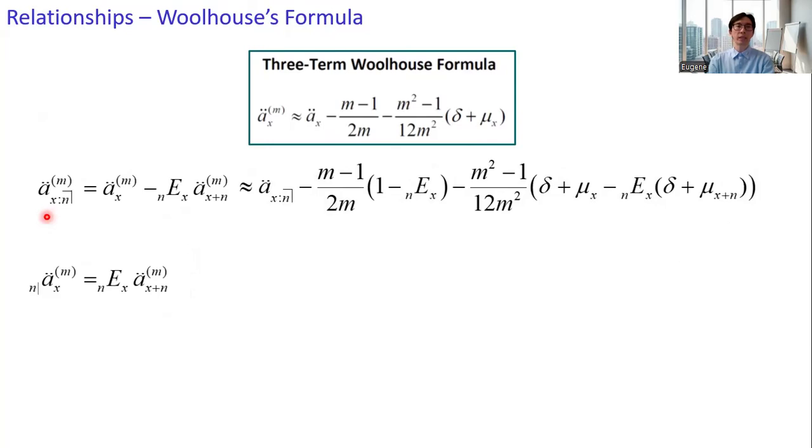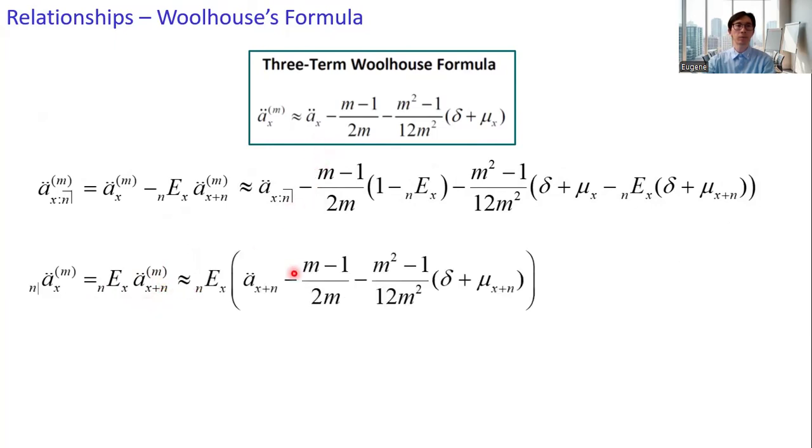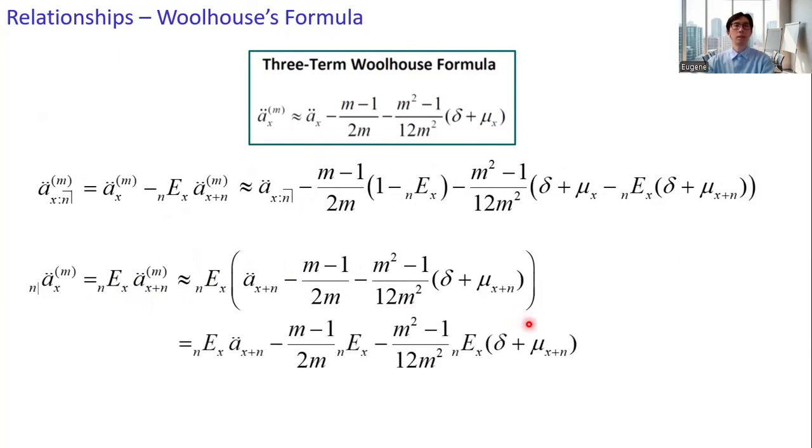For the n-year deferred annuity, apply the three-term Woolhouse formula for a double dot x plus n, the nth case. And then the first term, nEx a double dot x plus n, is simply the n-year deferred annuity due at x. And then the second term and the third term remain unchanged.